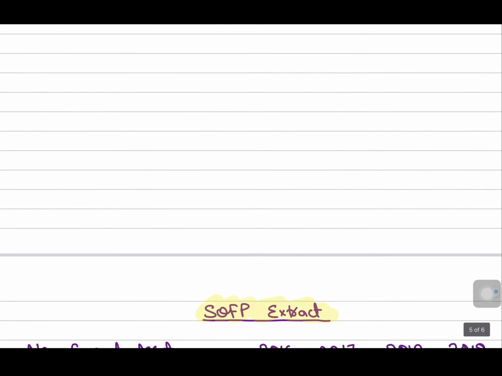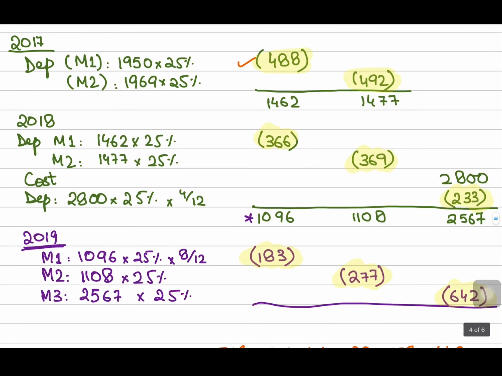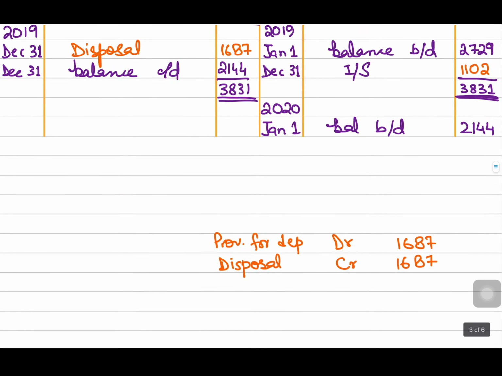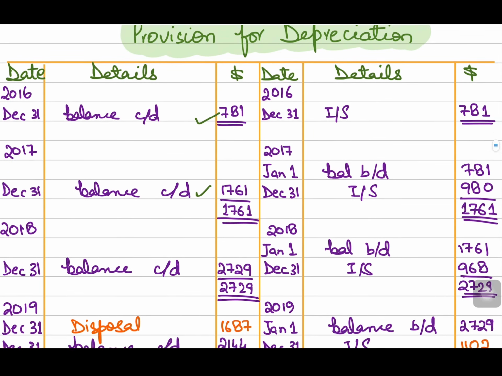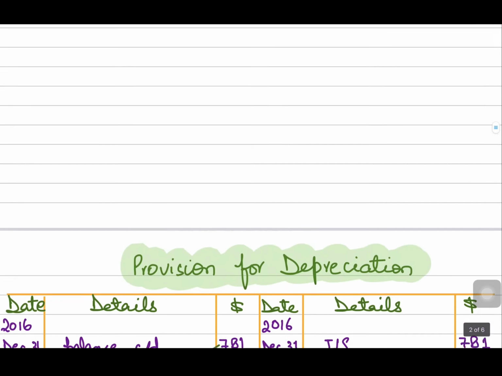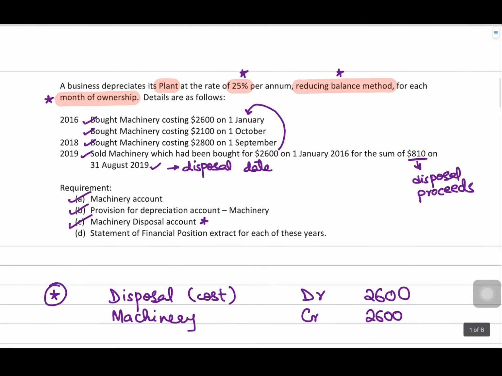Okay, so this was an example in which we covered everything. We prepared the cost account, we charged depreciation using the monthly basis policy and the reducing balance method. We made the double entries, we prepared the full depreciation account in which there was a disposal and accumulated depreciation, and there were purchases in multiple years in this question. So this was a good example.